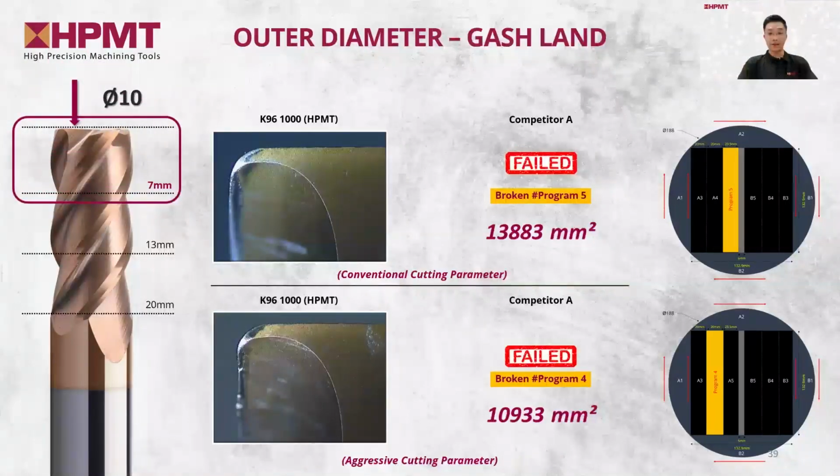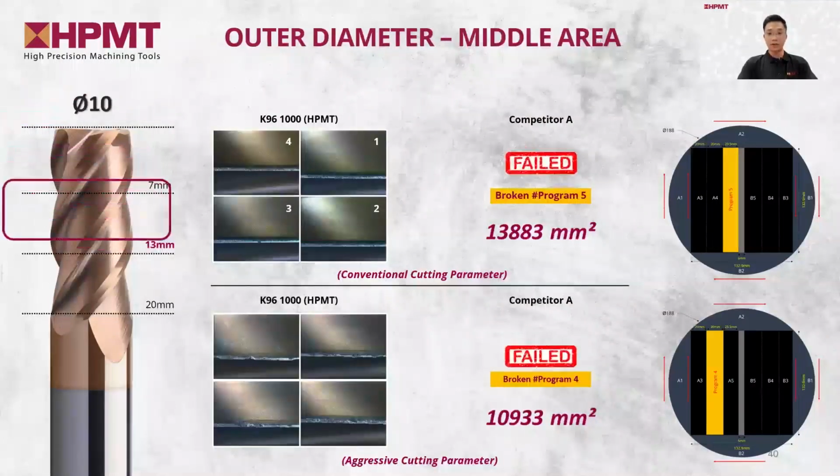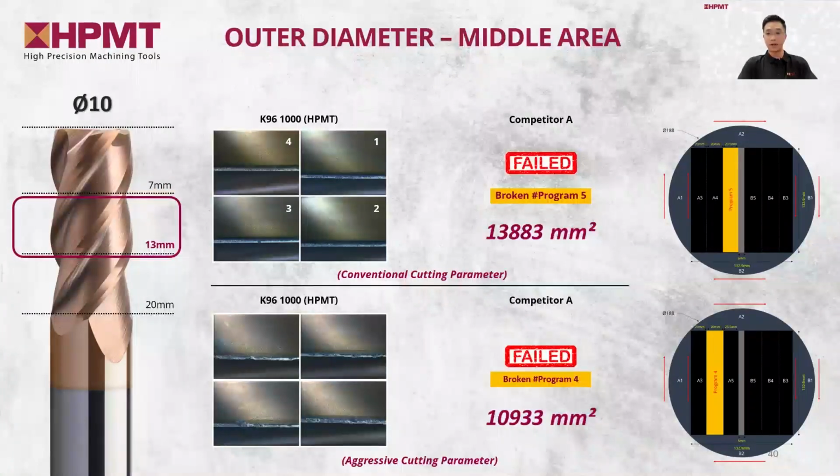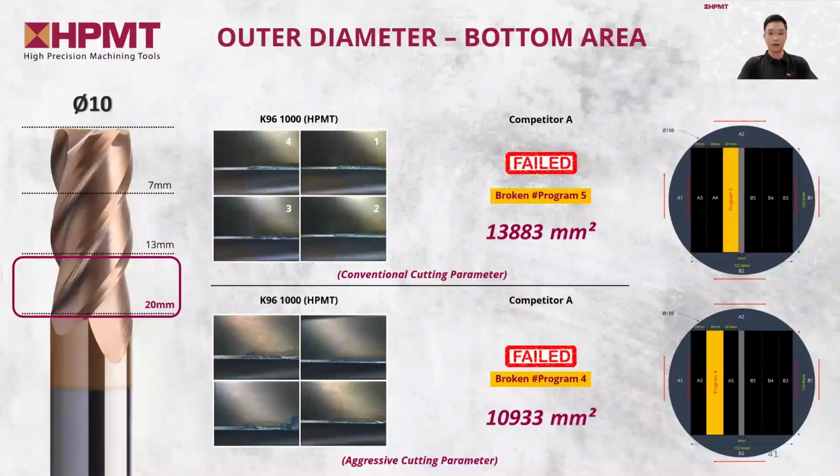In the gashland area, HPMT's K96 has heavy wear, but competitor A's tool is already broken. For the middle area, competitor A broke at 10933 square millimeters as well, while HPMT is showing an acceptable wear rate. And as for the bottom area, HPMT's K96 is still well intact.